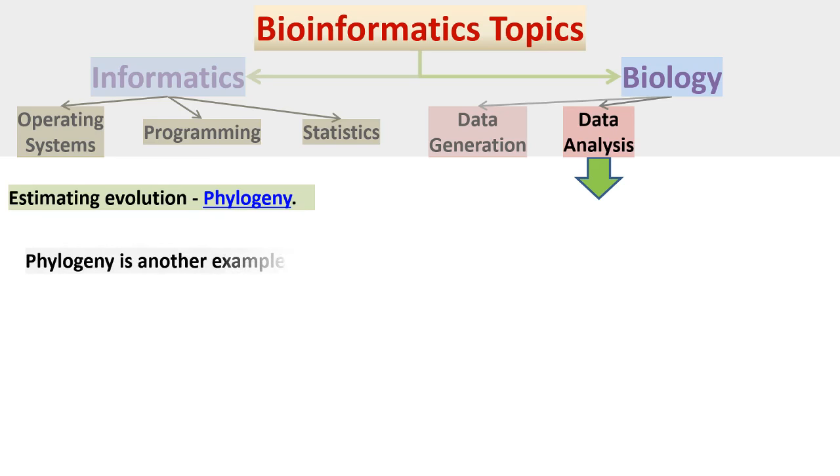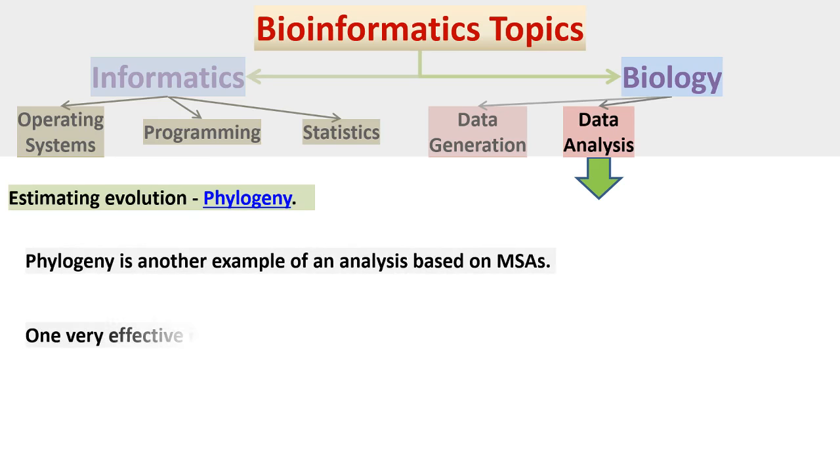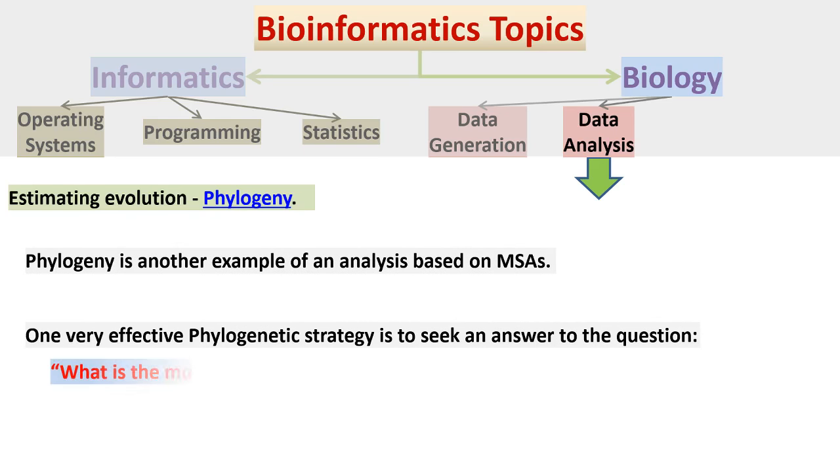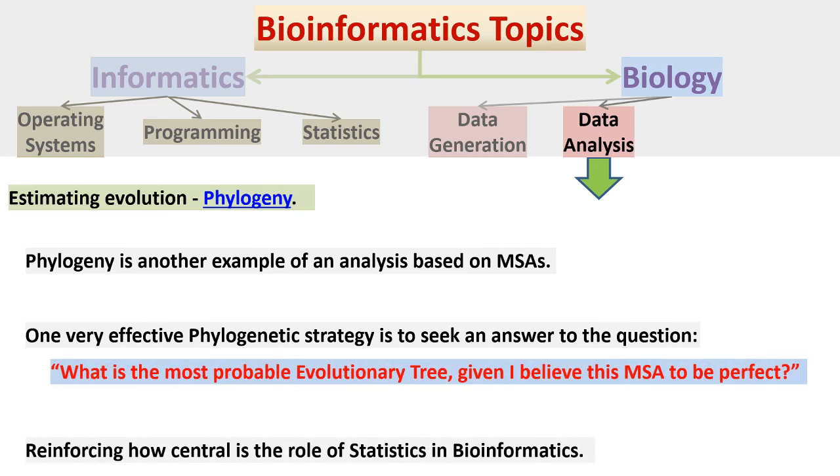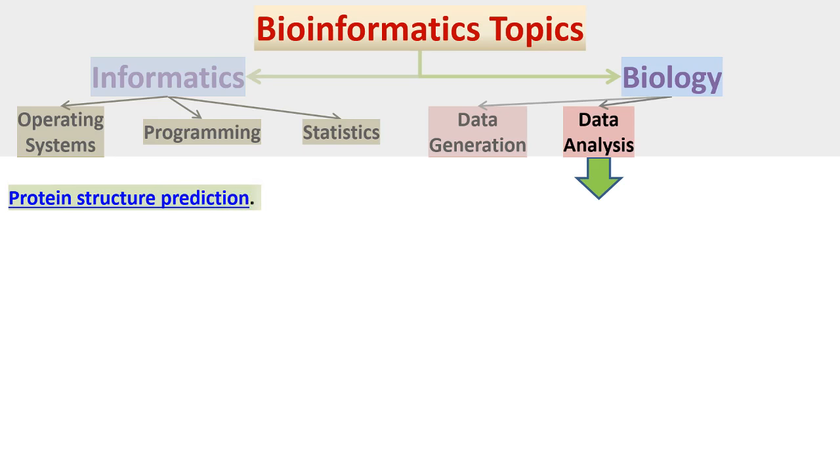Phylogeny is yet another example of a use of MSAs. A very important phylogenetic strategy is to compute the most likely tree given the MSA evidence, thus emphasizing the central role of statistics in bioinformatics. Protein structure prediction will be covered in a dedicated module of your course. Here I aim simply to fit this into the pattern of the other bioinformatics topics covered in this talk.